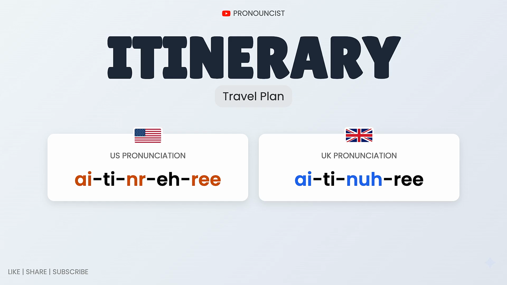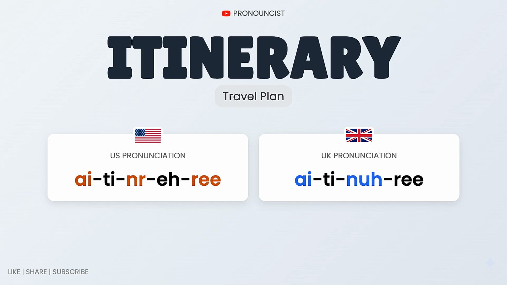Itinerary. Now, read the syllables of British pronunciation shown on the screen naturally. Itinerary. US has NR. UK has N.